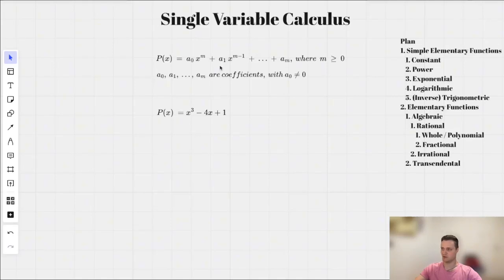For example, a1 is 0, so we don't have the x to the power of m minus 1, so we don't have x squared. And a2 equals minus 4, because x to the power m minus 2 is taken with a coefficient minus 4. And finally, am, which is the fourth coefficient, is just 1, because x to the power of 0 is taken just once.